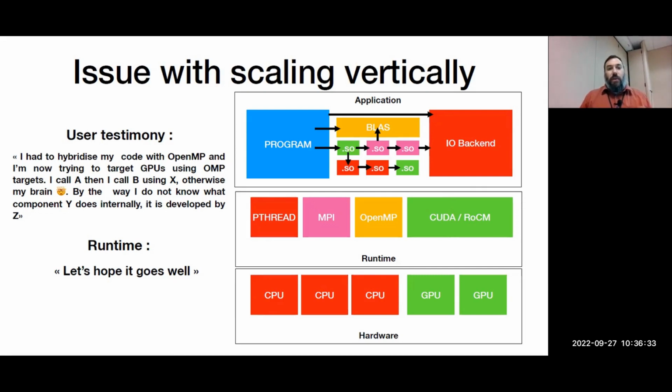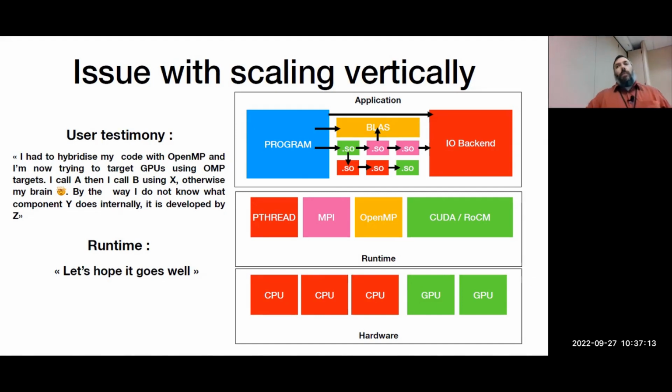In my program, I will call library A, then I call library B using the programming model X. Otherwise, I just can't tackle it. So I just take the pieces that I need to work on my supercomputer. The thing is, when I use some libraries and components like Y, I don't know what it does internally because it was programmed by other people. I have really no idea what's going on. And when you go to the runtime, you run everything, and basically, okay, let's hope it goes well, because I don't have any means to make them all work together.